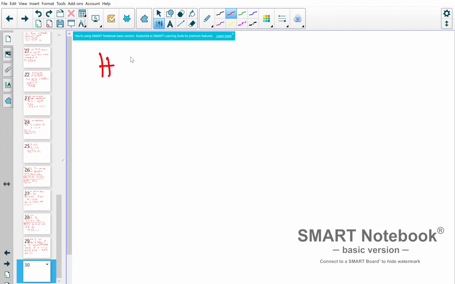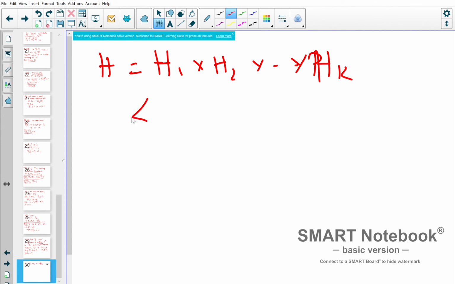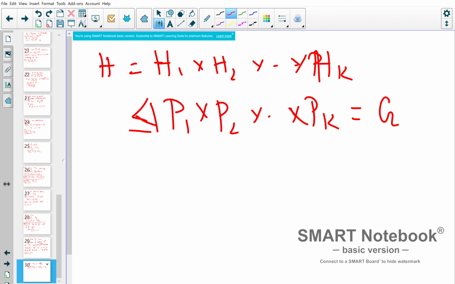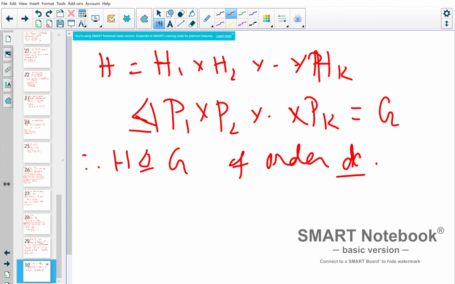What does that mean? That means if you write down H, which is the direct product of H1, H2, ..., Hk, this is a subgroup, because each H_i is normal inside P_i. But in 4, you know that the direct product of the P_i is the full group G. So thus, H is a normal subgroup of G of order D. Whatever order you give, I find a normal subgroup of the same order. So Lagrange's theorem has a converse here, and that is strongly true.